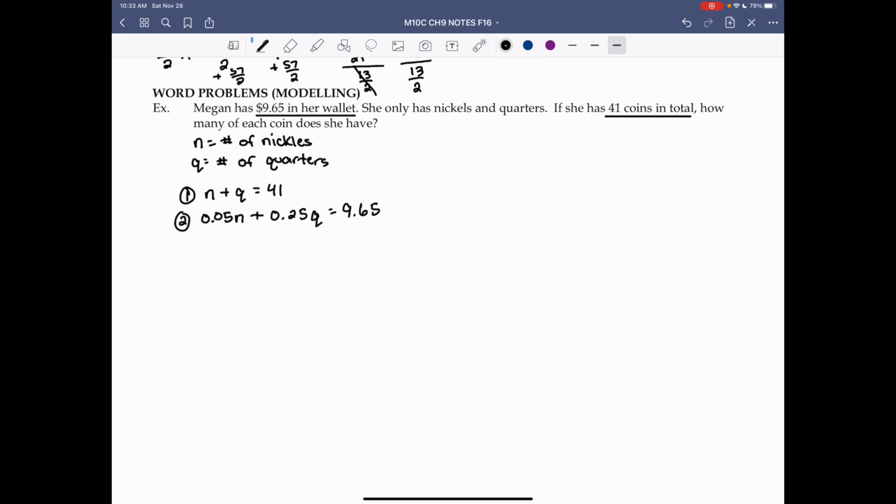Now we can start to solve. Step 1, we want to isolate one of our variables in one of our equations. Equation number 1 definitely looks easier. I could isolate either variable. I'm going to isolate Q. So we have n plus q equals 41. Subtract n, then I get q equals 41 minus n, or negative n plus 41, doesn't matter. I'm going to call that equation number 3.